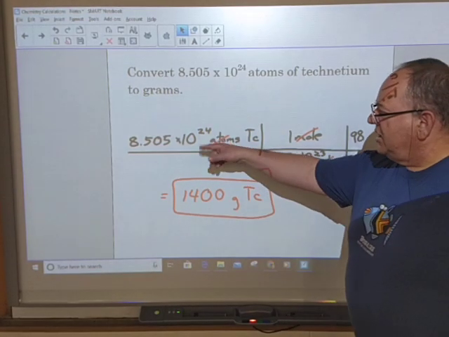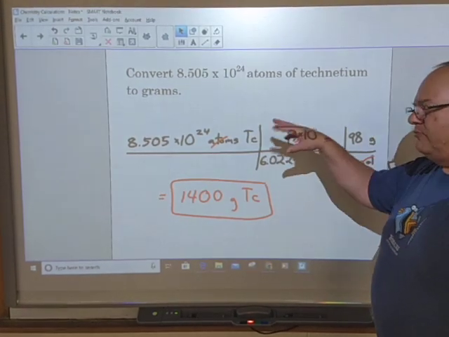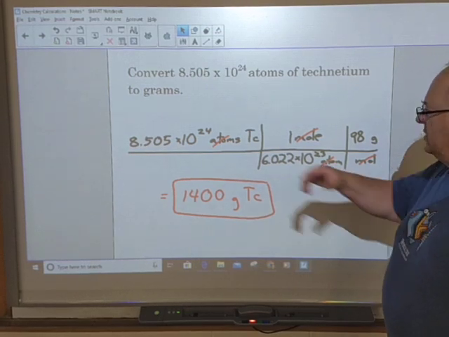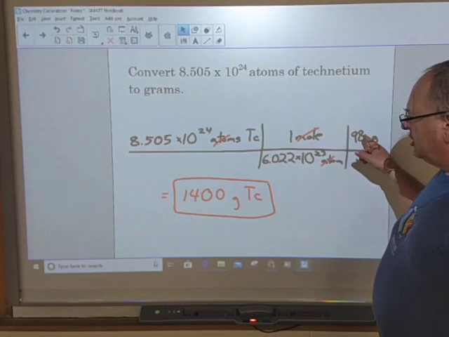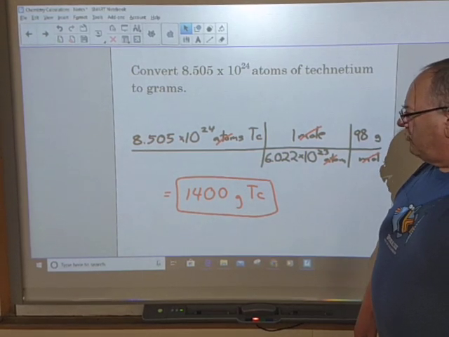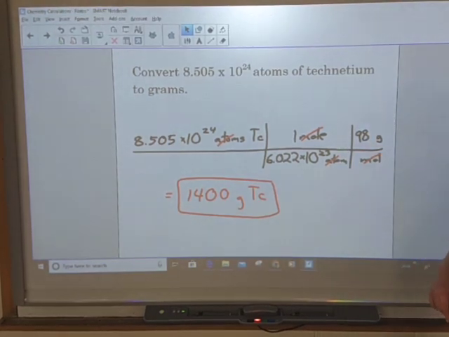If you look at it, you got 10 to the 24th on top and you got 10 to the 23rd on the bottom. So a lot of that big number is going to cancel out. This is bigger than the bottom, and then we're going to multiply this, so it is still a sizable number. 1,400 grams of technetium. Limited to 2 sig figs because of that guy over there.